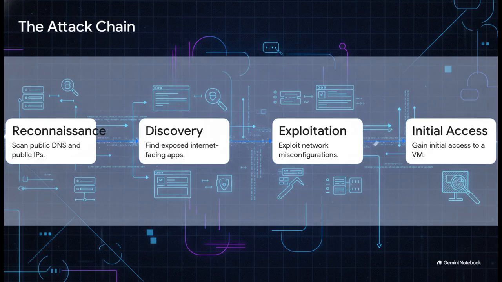Think of it like casing a joint before a bank heist. Attackers, they don't just kick down the front door. They map out the entire attack surface first. It always starts with reconnaissance, like scanning public DNS records and hunting for exposed public IP addresses. Next up, they discover exposed applications or APIs. Then they hunt for that weak network path. Maybe it's a forgotten test virtual machine sitting behind a misconfigured network security group, something that absolutely should never have been reachable from the public internet. And finally, they use that exposure to gain their initial access. The attacker completely maps the attack surface way before they ever attempt an actual exploit.